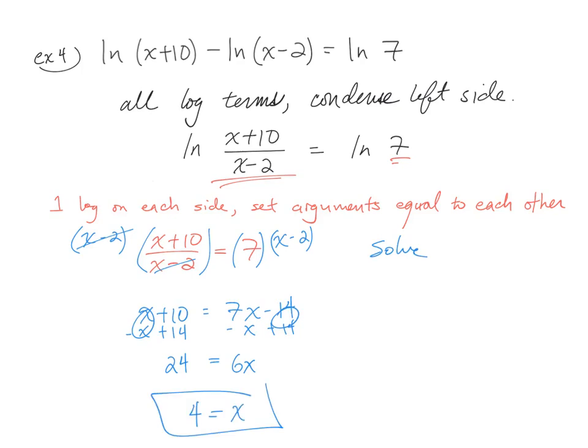And there you have it. X equals 4. And yes, x equals 4 is a good answer. If you take this answer 4, substitute it in for x, 4 plus 10 is 14. That's a positive number inside the argument. 4 minus 2 is 2. That's another positive number inside the argument. Next example.